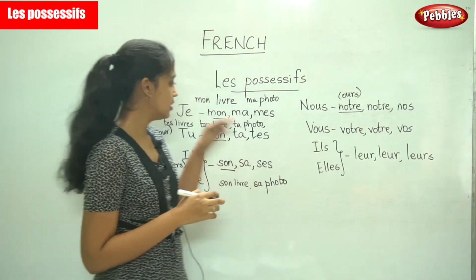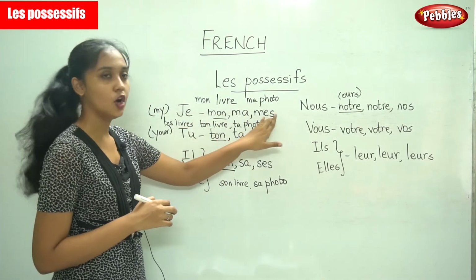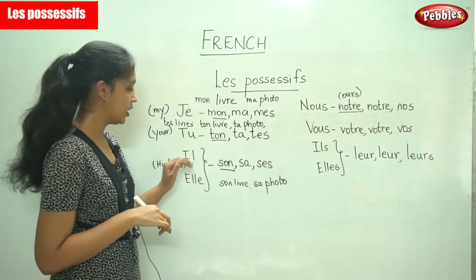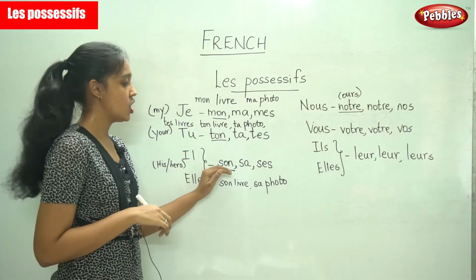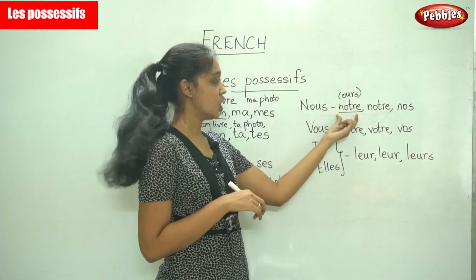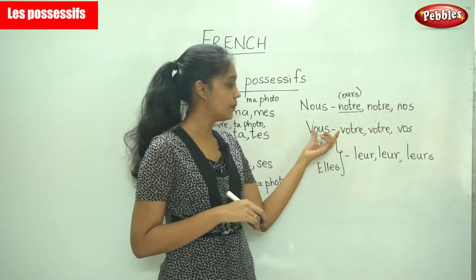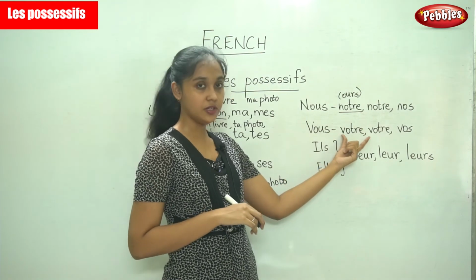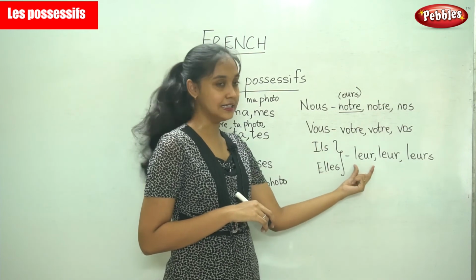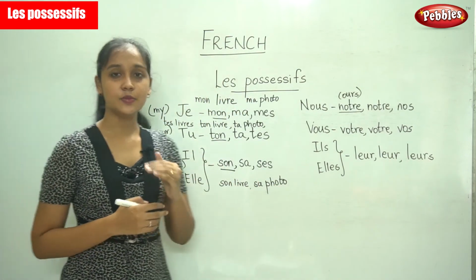So these are the possessive adjectives. For je, it is mon, ma or me. For tu, ton, ta or te. For il or elle, it is son, sa, se. For nous, it is notre, notre again for feminine also, and nos. For vous, votre, votre, vos. For ils and elles, it is leur and leurs. So these are the possessive adjectives.